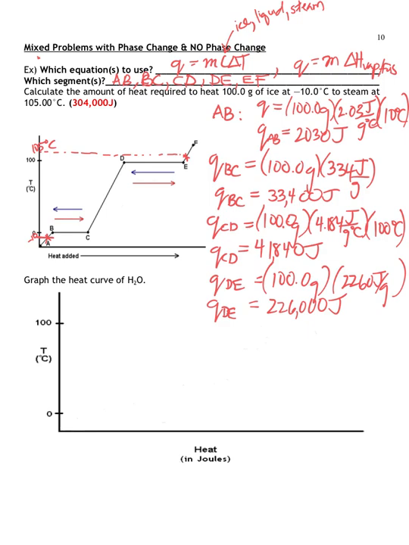The last segment, this is a long problem for a reason here. The last segment is, I'm going to write it up here, Q of EF, and that is mass, which is 100 grams. That's just heating the object when it's steam, and steam specific heat capacity is 2.01 joules per gram times degrees Celsius. And of course, the change in temperature there is 5 degrees.